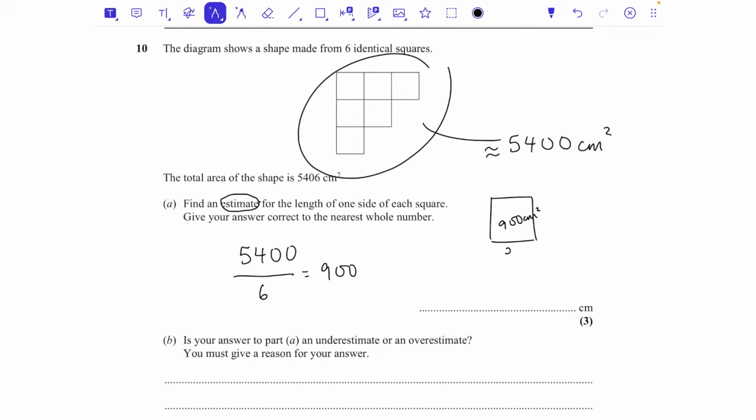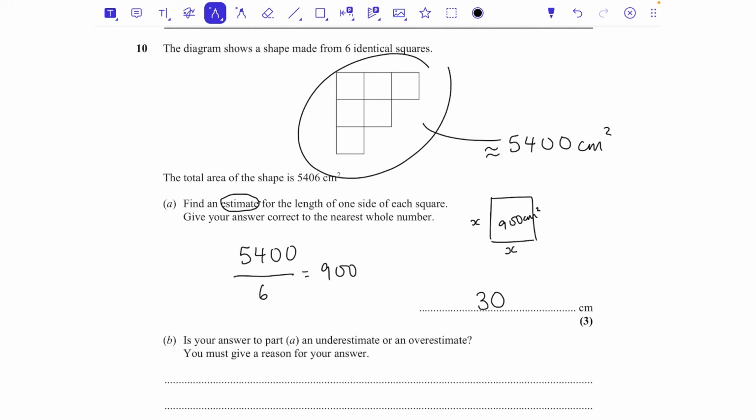And then I'm looking for something times something that multiplies to make 900. And I know that they're all squares, so it's going to be the same number. So you can think of that as doing the square root. So that's going to be the square root of 900. Something times something that makes 900 is going to be 30. So the length of one side of each square, give your answer correct to the nearest whole number. Okay, cool, we've gone for 30 there.